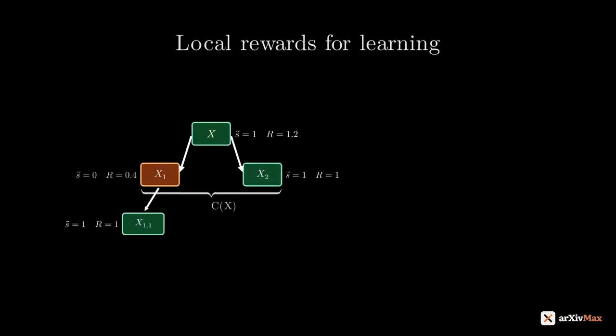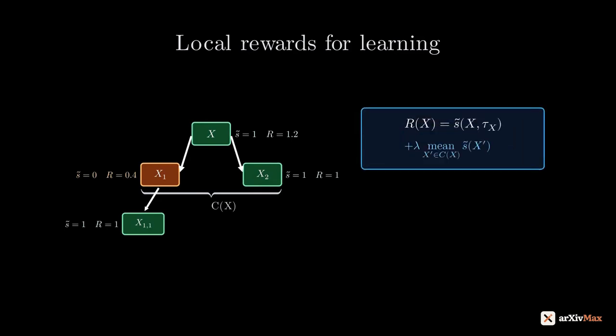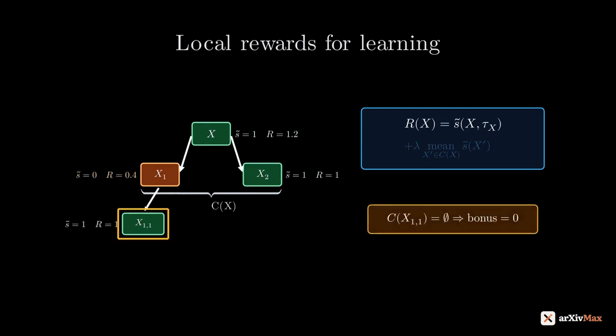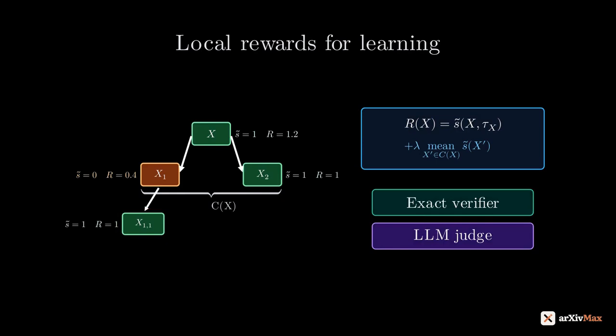RAO assigns a reward to every node in the tree. For node X with trajectory tau subscript X and a set of immediate children C of X, the reward is the node's own success signal, tilde, plus lambda times the average success of its immediate children. If a node has no children, the second term is 0. The success signal tilde is a number between 0 and 1. It can come from exact verification, as in a synthetic crafting environment, or from an LLM judge when automatic checks are impossible. This local reward makes credit assignment dense. The model is rewarded not only for solving its own task, but also for spawning children that succeed.